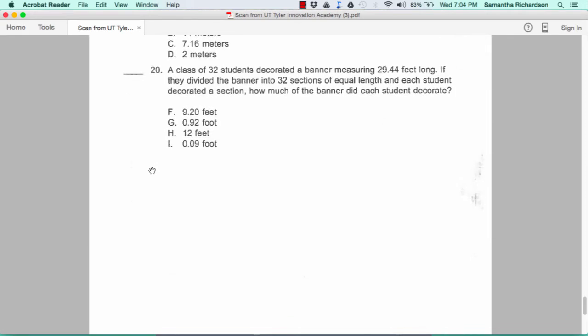Number 20. A class of 32 students decorated a banner measuring 29.44 feet long. If they divided the banner into 32 sections of equal length and each student decorated a section, how much of the banner did each student decorate? F. 9.20 feet. G. 0.92 foot. H. 12 feet. I. 0.09 foot.